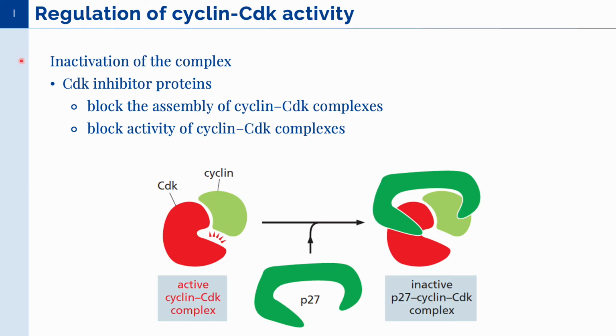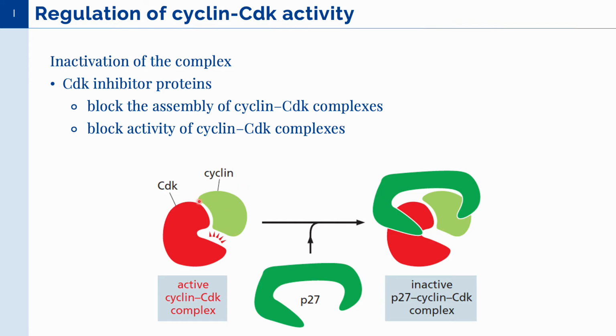Lastly, the cell can also inactivate the complex directly with the use of CDK inhibition proteins. These proteins can act in two ways. The first is to block the assembly of your cyclin-CDK complex, so it doesn't allow these two components to meet each other.